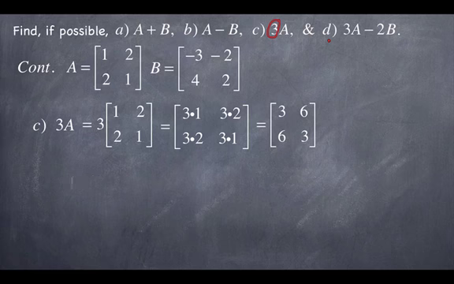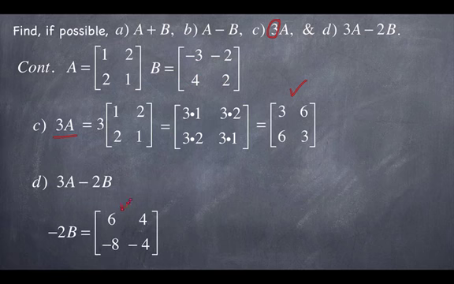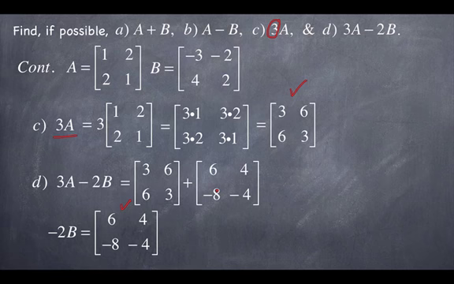D is now 3A minus 2B. I already know what 3A is, which is right here. So what I'm going to do is perform negative 2B. So I'm going to multiply negative 2 times this matrix B. And this is what I get. So now I'm going to add these 2 matrices. When I do that, I simplify, and this is my answer. Let's move on to the next slide.